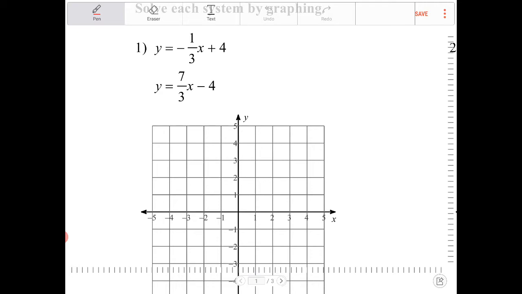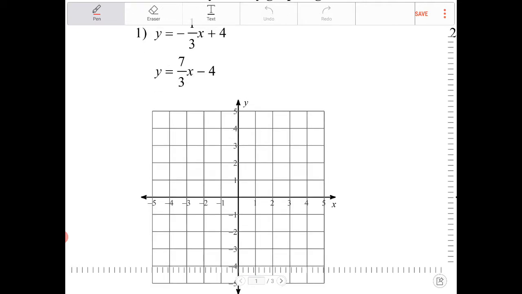intersection. By looking at the first equation, I noticed that it's written in slope-intercept form, which allows me to easily graph equations. So I want to start off by plotting the y-intercept, which is 4. And then I have a slope of negative 1/3, which means I'm going to go down 1 and over 3, and then down 1 and over 3. I don't have enough graph to the right, so I'm going to draw another point in the opposite direction. So this is the line being described in the first equation.